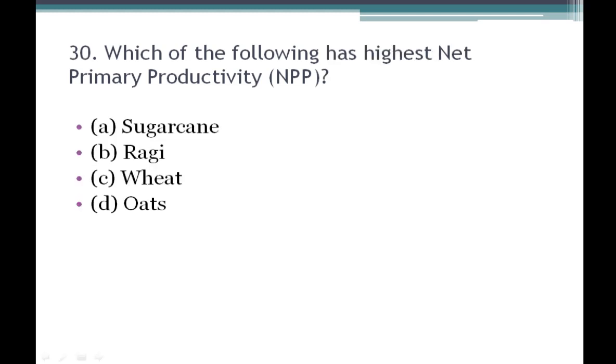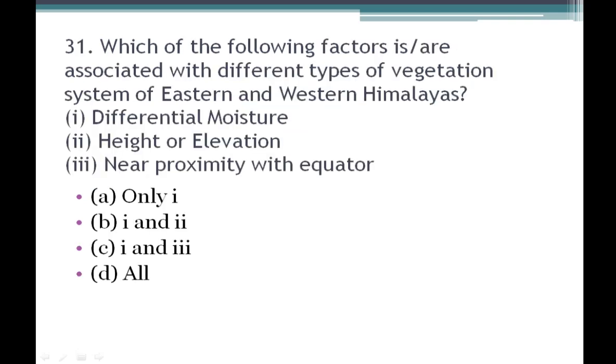Question number 30. Which of the following has highest net primary productivity? Option A, sugarcane. Option B, ragi. Option C, wheat. Or option D, oats. So the correct option is option A, sugarcane.